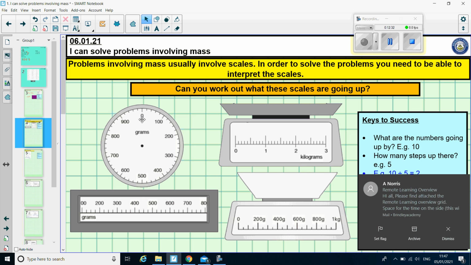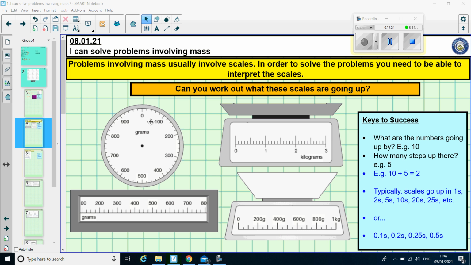I'm going to count the steps between 0 and 100. So I don't count the actual step that the 0 is on, but I count each step after that. So I'm going to take my pen and I'm going to go, there's 1, 2, 3, 4, 5. I do count the one with the 100 on. There are 5 steps. So to work out what each of those steps is worth, I need to take the number, which in this case is 100, and I'm going to divide 100 by 5.